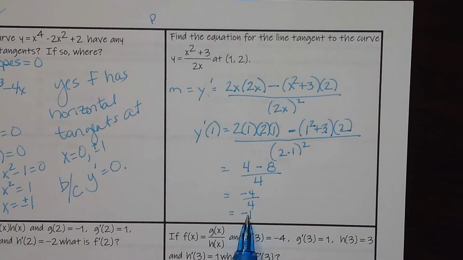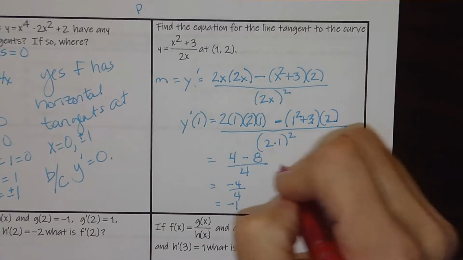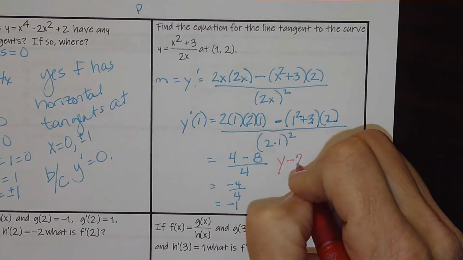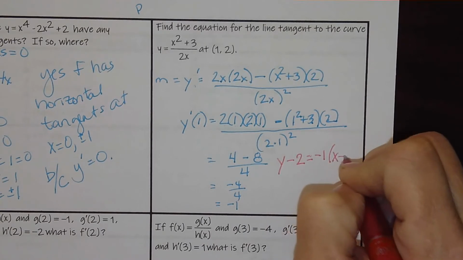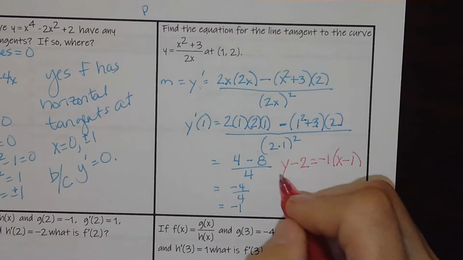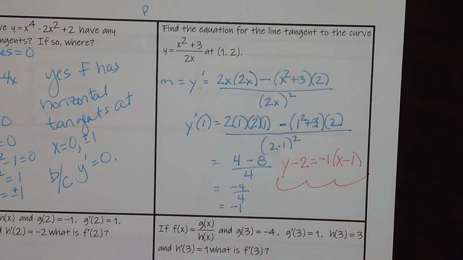So here is the slope of the tangent line through that point. So I have enough to write the equation. It's y minus 2 equals -1 times x minus 1. And there's your equation for the tangent line.